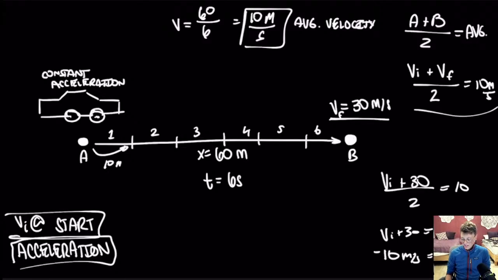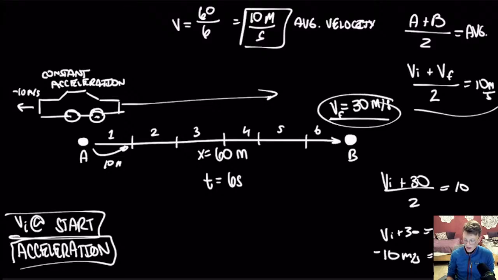So what does this tell us? This tells us that before we started accelerating, this car was traveling in the opposite direction that it ends up going. This car was like backing up, going negative 10 meters per second until something pushed it this direction and accelerated it until at the very end of this entire thing, it ended up going 30 meters per second. So again, we can use this more conceptual understanding of what's going on to solve the problem.